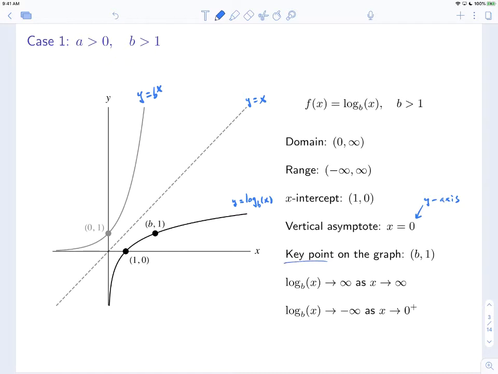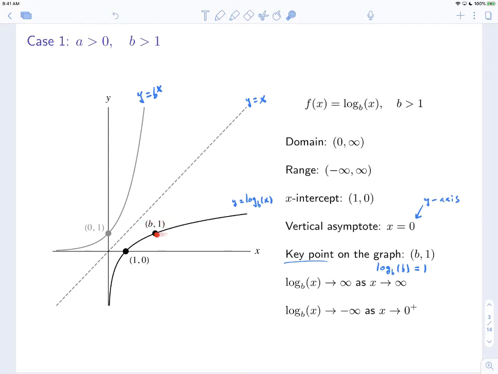We have something that we'll call a key point on the graph. That's the point (b, 1). When x is equal to b, y is equal to 1. That's because if you plug in b into the logarithmic function, log base b of b, you get 1, because 1 is the power of b that gives you b.